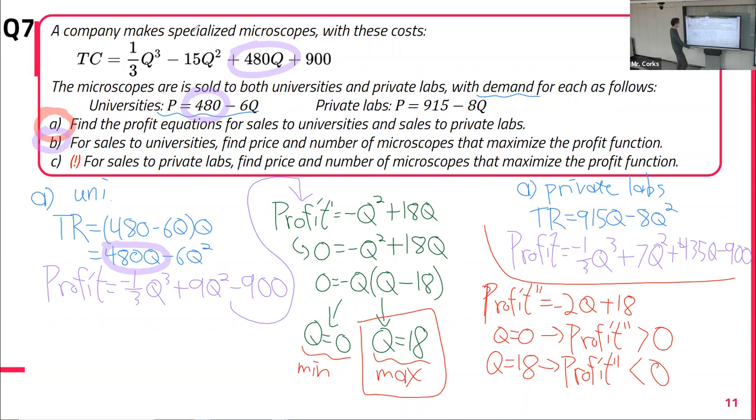The question asked us to find the number of microscopes to sell to maximize profits, which is 18, and also asked us to find the price. How do we do that? Way up here, we use the demand function, and then we can figure out what the price would be, which is, I'm just going to look at my notes here, 372. That would be D.